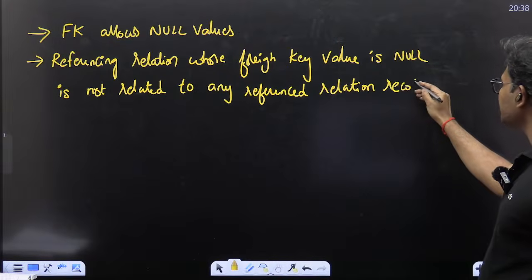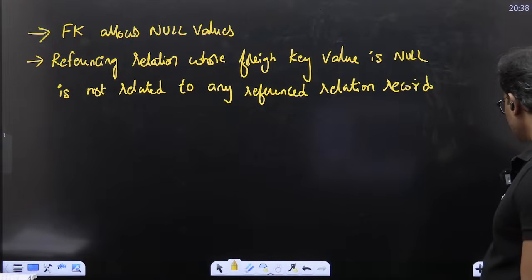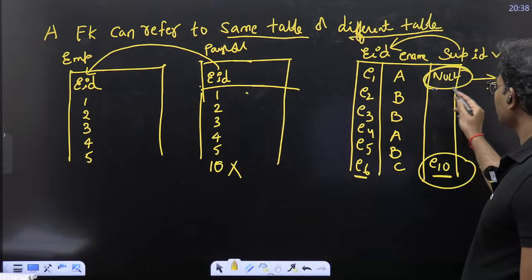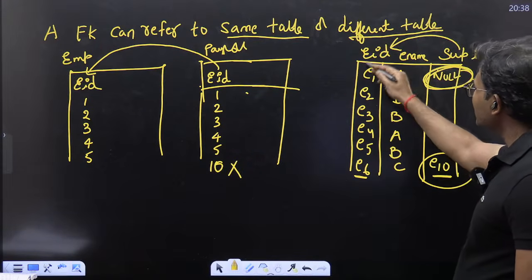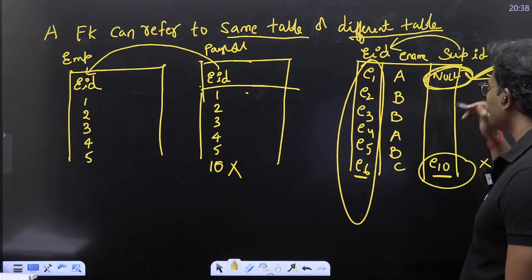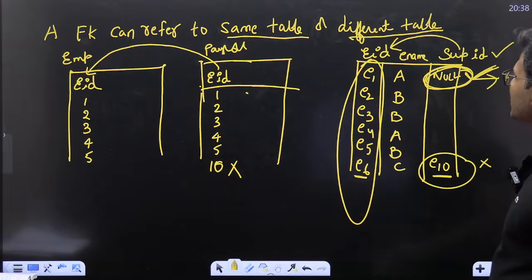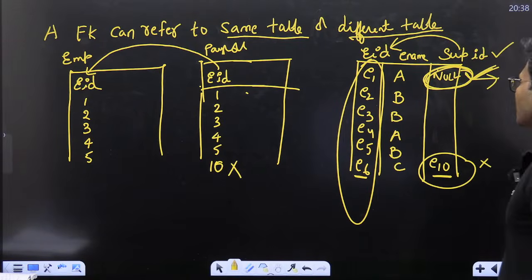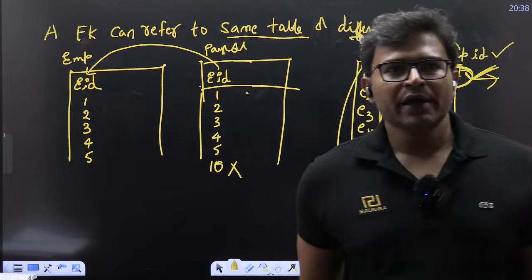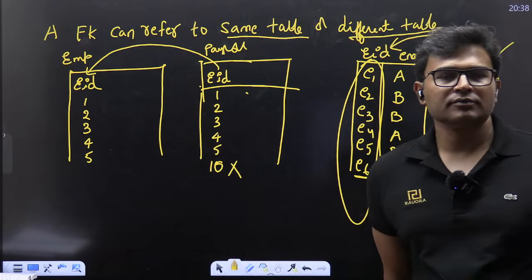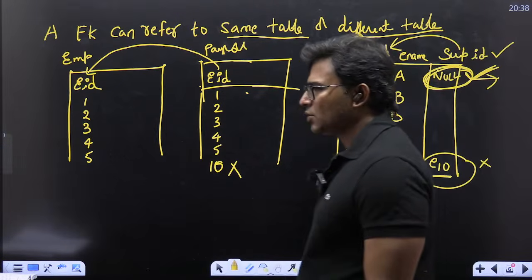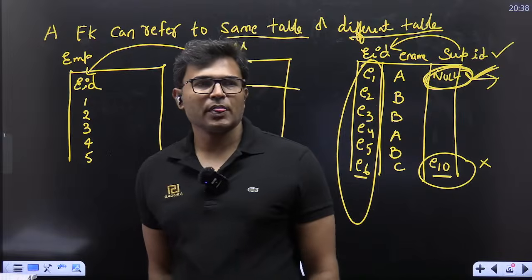So what does this statement mean? See this. Here you have null, right? And it is not related to any of these elements. Null is allowed. This is allowed. A foreign key can have a null value because an employee need not have any supervisor at all. Okay, fine.